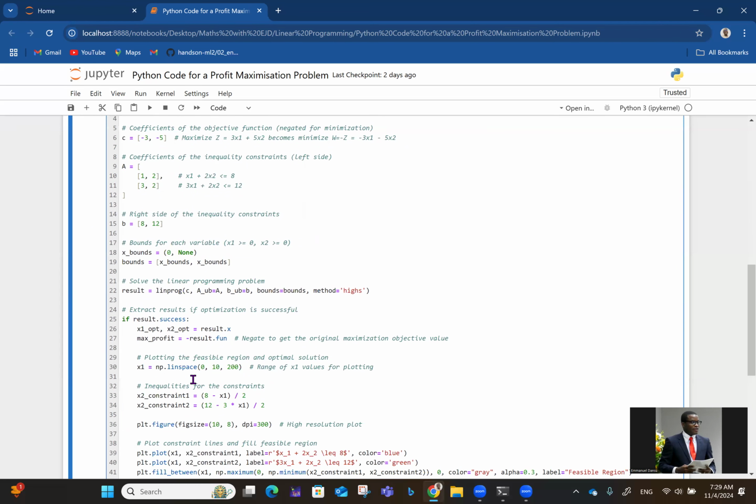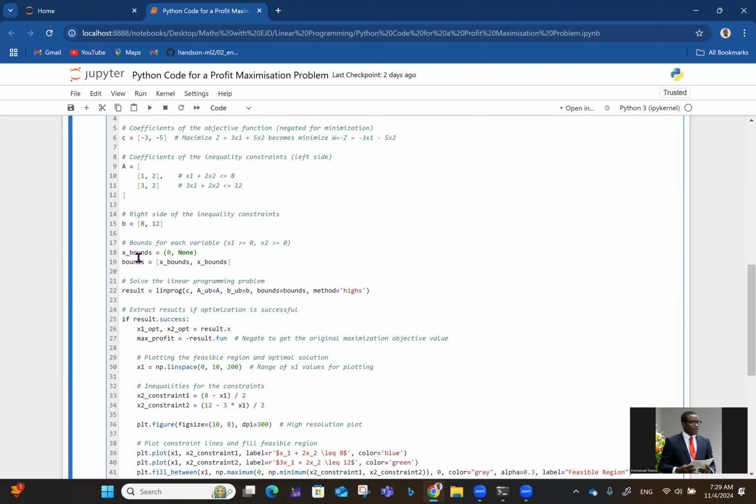B is 8, 12. Then we also need bounds for each variable. For instance, x1 is greater than or equal to 0, x2 is greater than or equal to 0. The way to define that is what you have in lines 18 and 19. For the x bounds, you have 0, comma, none. That is, it can be 0 upwards. It has no boundary at the top. But if the value can only be between 0 and 10, then instead of none, you have 10.